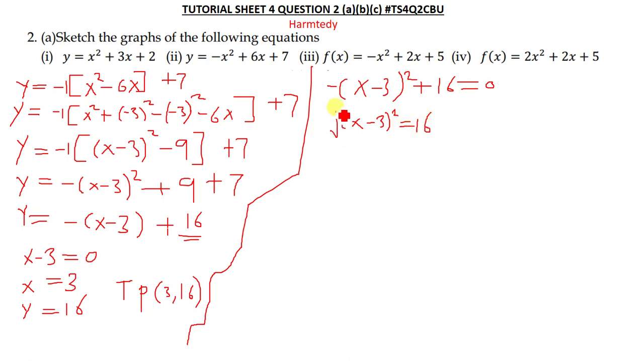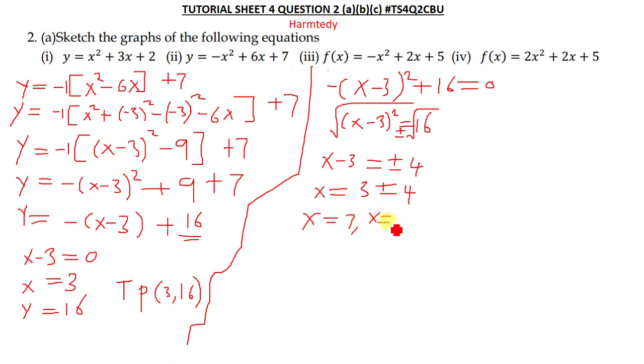Then when you take the square root of both sides, we're going to have x minus 3 being equal to plus or minus 4. So this is just going to give us x being equal to positive 3, and then plus or minus 4. So our first value of x will just be equal to 3 plus 4, which is 7. Then our other value of x will just be equal to 3 minus 4, which is -1.